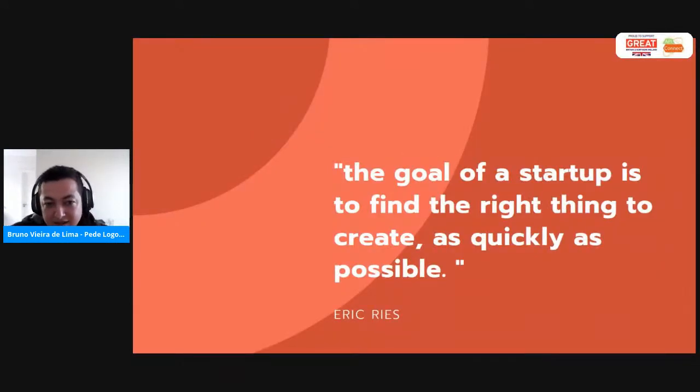After all, as Eric Ries, the writer of The Lean Startup, said, the goal of startups is to find the right thing to create as quickly as possible. And there is nothing better than receiving information from your customer and implementing it as quickly as possible, right? Speed is a fundamental point in startups. After all, one of the great advantages of big companies is being able to decide what to do and implement it with less cost and bureaucracy. We have to be speed persons, right?